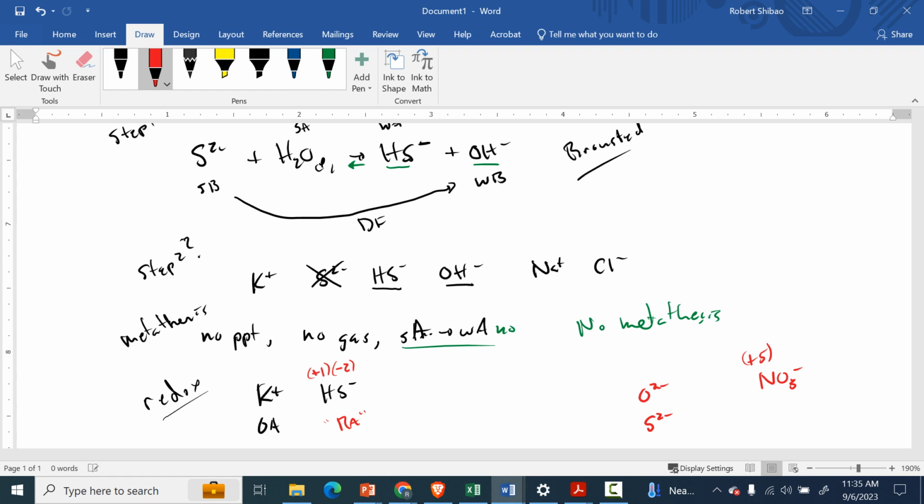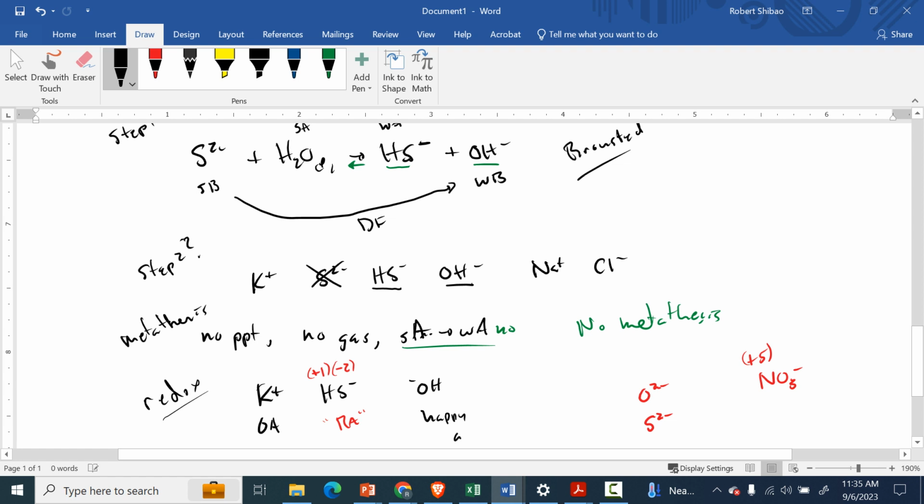It's not on the chart, but I'd expect it to be a reducing agent. But you'd need a pretty decent oxidizer. Do you think potassium ions are strong enough to oxidize hydrogen sulfide? No, not at all. Hydroxide I consider happy as is, you know. Do you think that oxygen wants to lose any electrons? No. This is happy as is, but if you're forced to make it, you might say it's a reducing agent, but this is fairly happy as is.